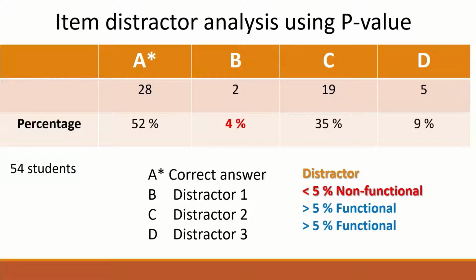Distractor C has a p-value of 35% and D has a 9% value for the p percentage, or the proportion value. As we can see, distractor B is selected by less than 5% of the students, so it is non-functional and useless. However, distractors C and D are selected by more than 5% of the students, thus they are functional and effective.